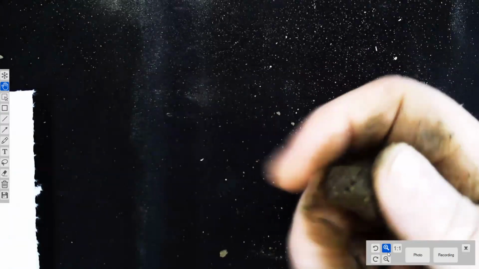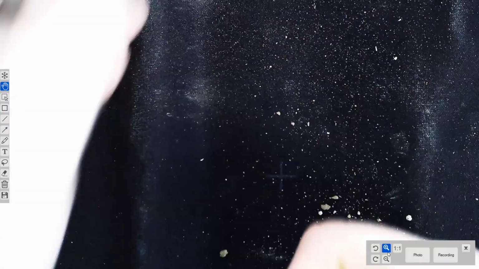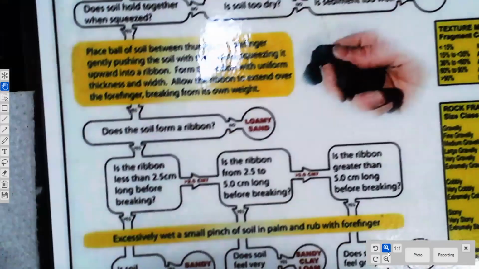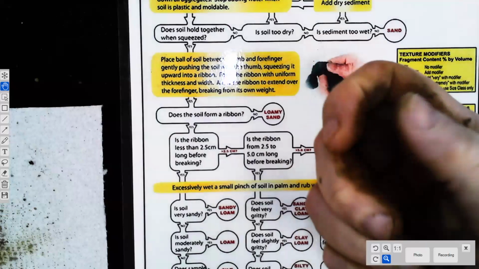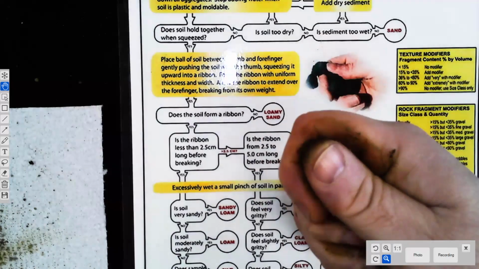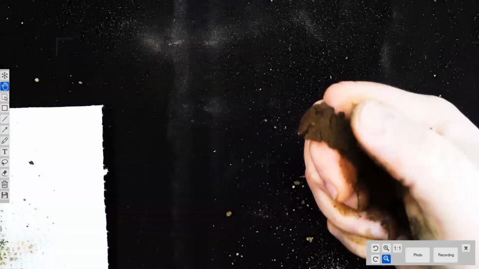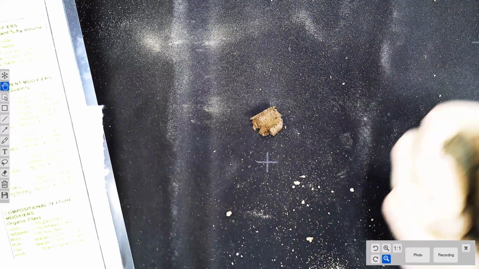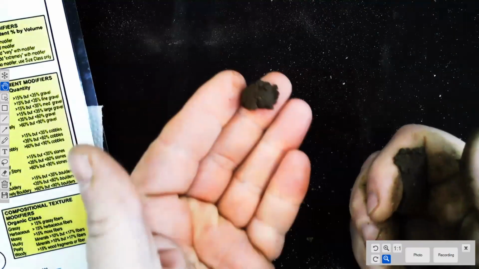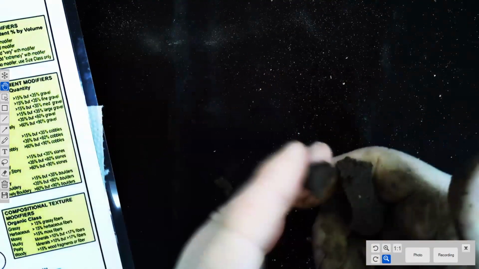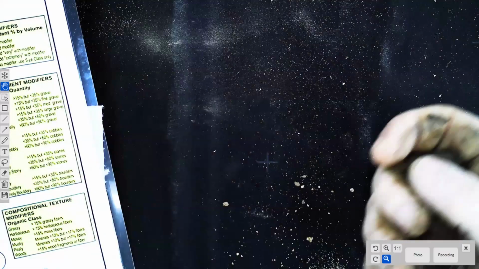So again, we have this one, and we're going to have to look at our chart and see, how big is the ribbon and does it form a ribbon? So as I push through here, am I getting ribbons? Yeah, I got one there. You can see one formed. Little guy. Oop, he's falling apart. But I got a little one, not much, but it forms a ribbon, but it's very small. So this one should be pretty obvious that it is under an inch.